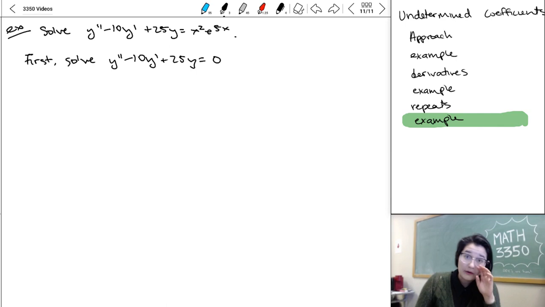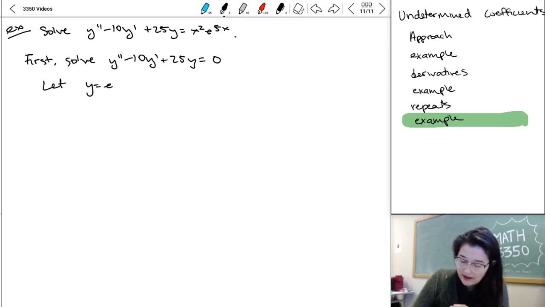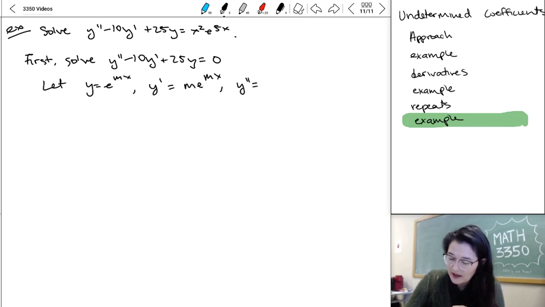This is a constant coefficient problem. We know how to solve it. Really, the only hard part is remembering you need to solve it before you write down y sub p. In this case, we're going to let y equal to e to mx. So y prime is m e to mx, and y double prime is m squared e to mx.